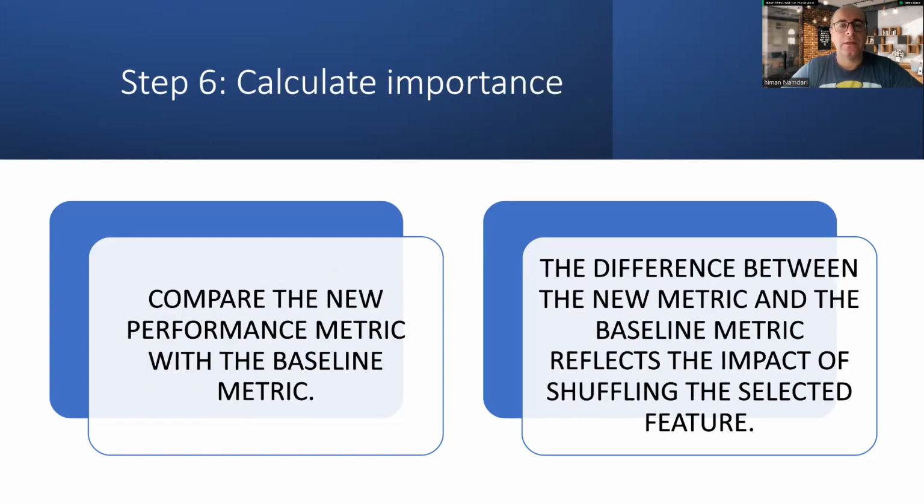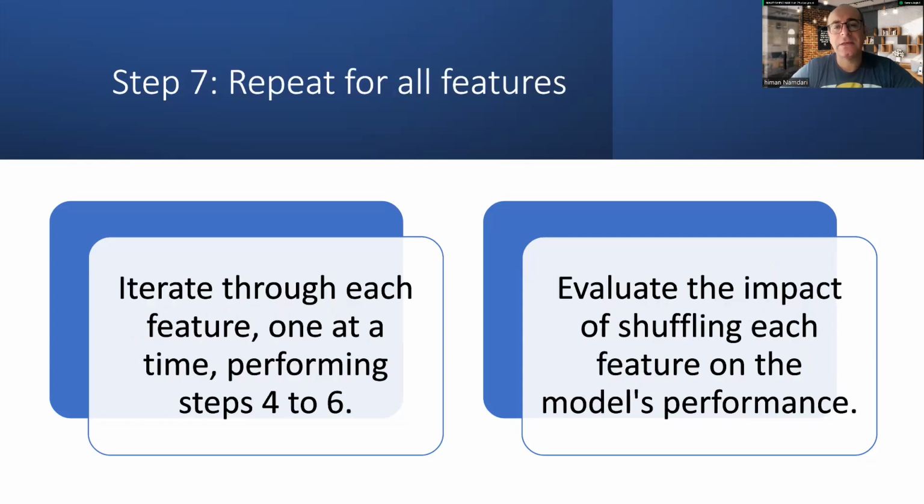So we compare the new performance metrics with the baseline metrics, as I mentioned before, and the difference between the new metrics and the baseline metrics reflects the impact of shuffling the selected feature. We iterate through all of the features that we have from step 4 to 6, and then we evaluate the impact of shuffling each feature on the model performance. So this will show us, by not having one of the features, what will happen to our root mean square error value.